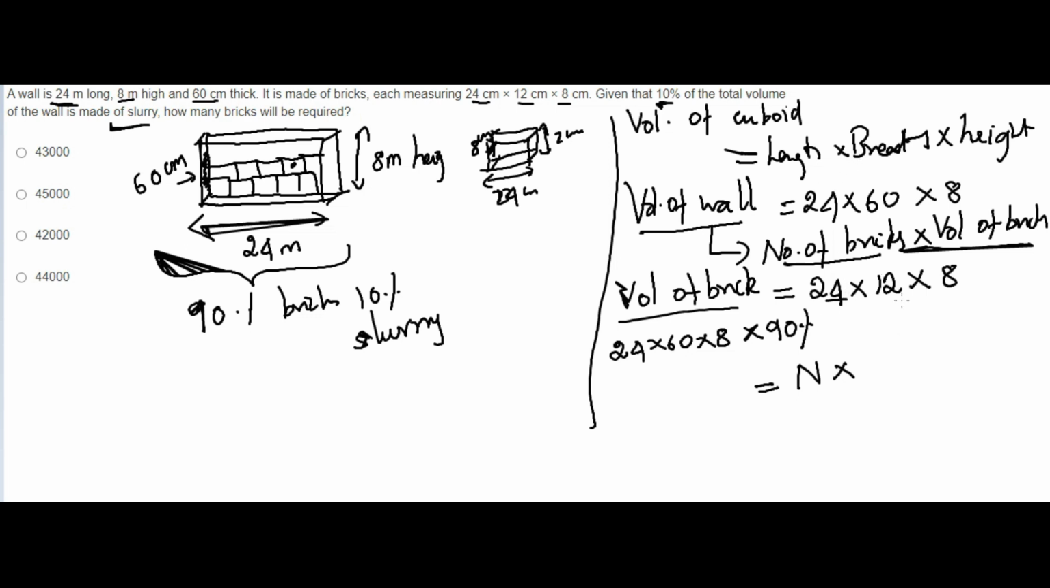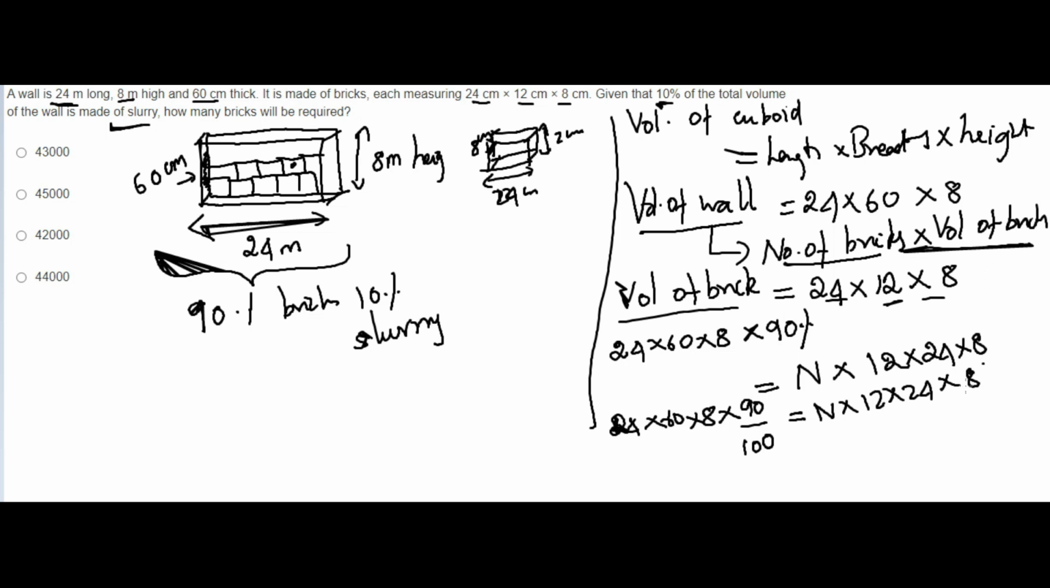The volume of a brick is 12 into 24 into 8. And the next one: 24 into 60 into 8 into 90 percentage. 90 percentage means you have to divide it by 100. Whatever the percentage, you have to divide by 100. That should be equal to n into 12 into 24 into 8.